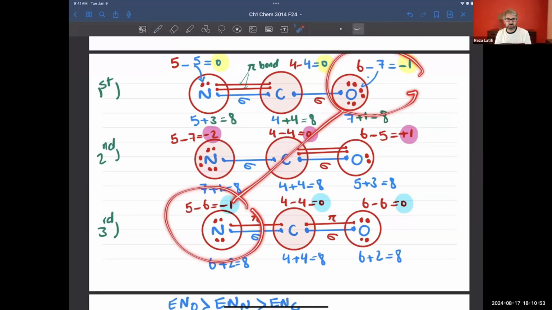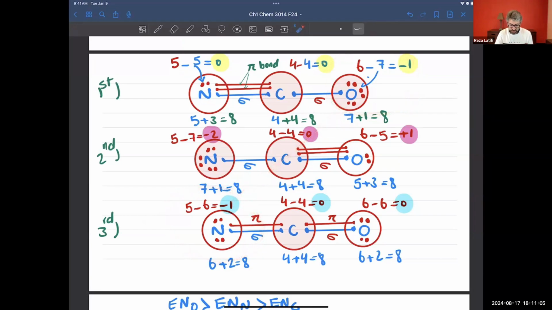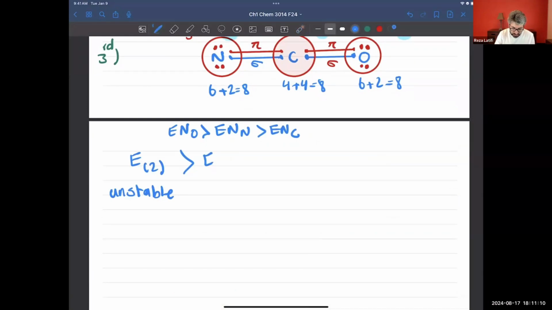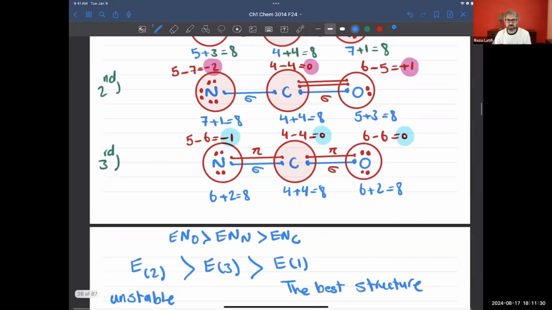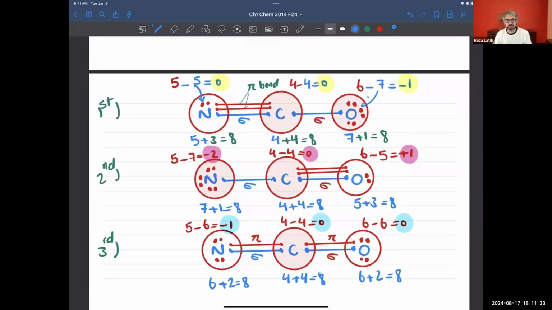So what's the best Lewis structure? The best Lewis structure will be number 1 because it has the negative charge on oxygen. Number 3 has a negative charge on nitrogen, when it's supposed to be on oxygen. So the third structure will come after number 2, and the best Lewis structure will be number 1. The best structure is the one that has the negative charge on the most electronegative element.